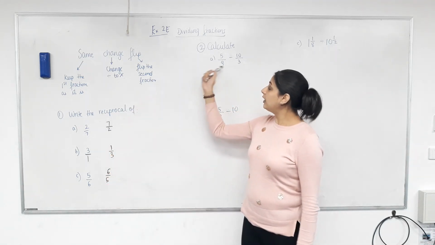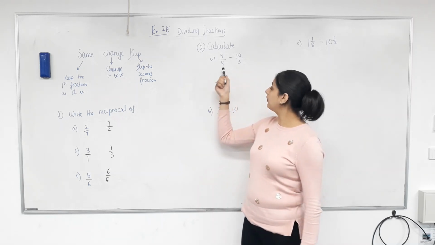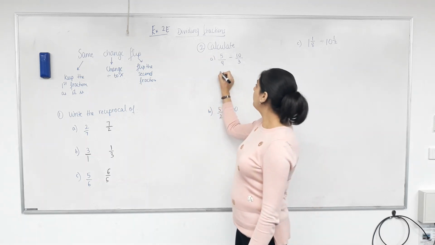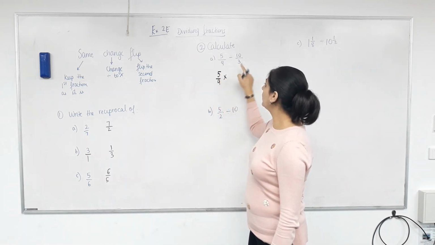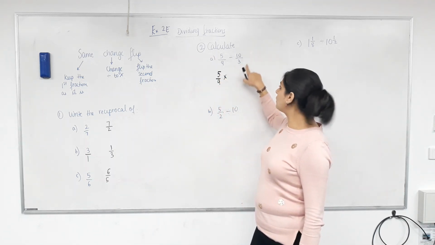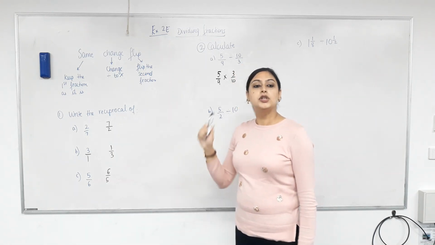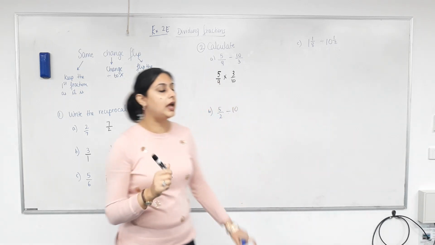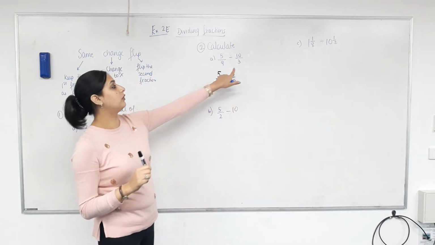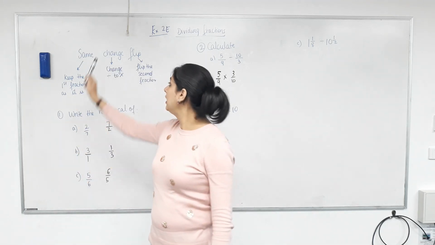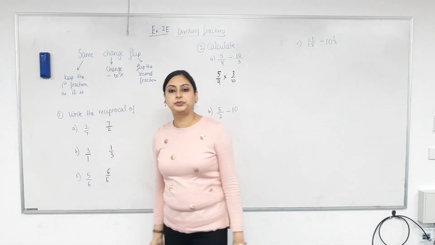Now, dividing fractions. If I need to divide 5/9 by 10/3, it's actually the same as multiplying 5/9 by the reciprocal of that. So what's the reciprocal of 10/3? 3/10. Okay? So dividing fractions is the same as multiplying the first fraction by the reciprocal of the second. And in easy terms, to help you remember: same, change, flip.